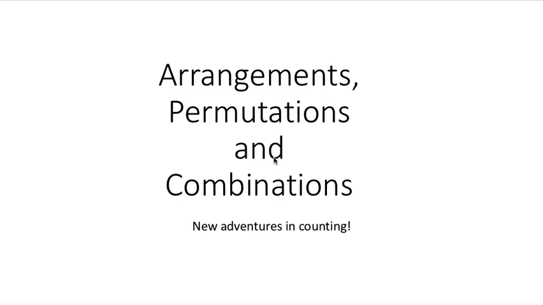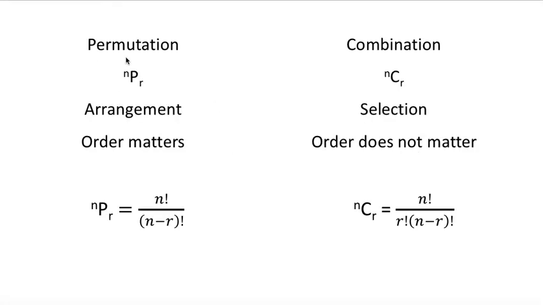Here's a new video, or the second video, about arrangements, permutations and combinations. And this time we're going to see a few examples and we'll get to know the formulas for permutations and combinations really well. So with permutations, order matters. With combinations, order doesn't matter. Some people say P for permutation, P for pick, C for combination, C for choose.